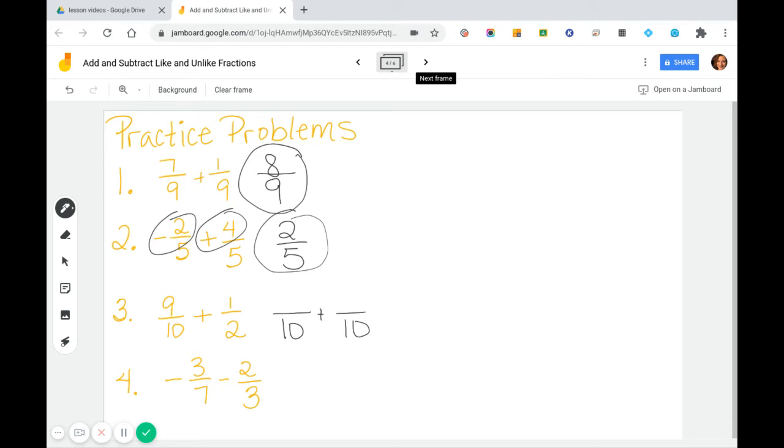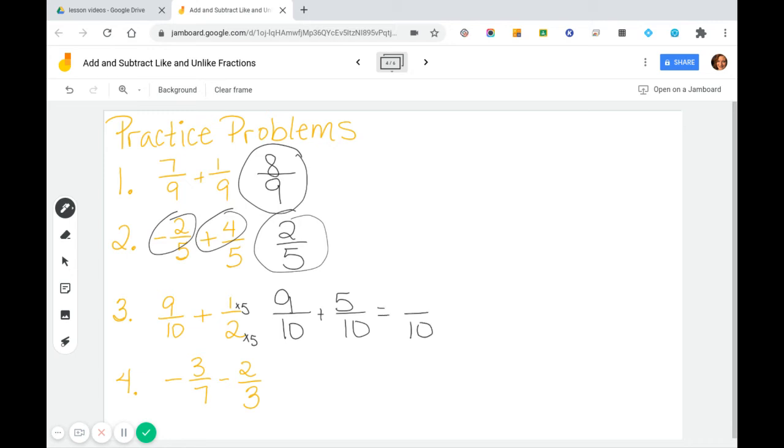The first one, I didn't change the bottom, so I do not change the top. The second one, I did change the bottom, so I do change the top. To get from 2 to 10, I have to multiply by 5, so I'm also going to multiply the 1 by 5. So really what I'm doing is 9/10 plus 5/10. I'm going to keep that 10 on the bottom.